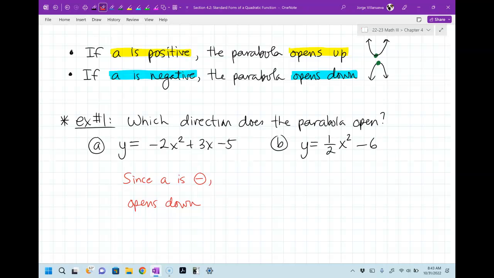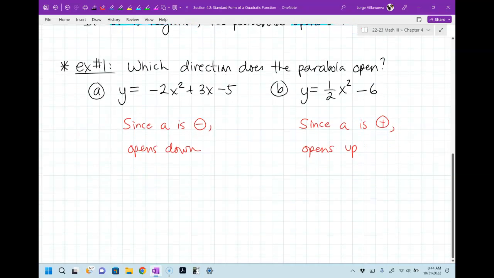What about part B? Opens up or down? It's a half. So is that positive or negative? It's positive, right? So A is positive, so it opens up. Right? So since A is positive, it opens up. So you do have questions like that on your homework. Okay? So not too hard to do.